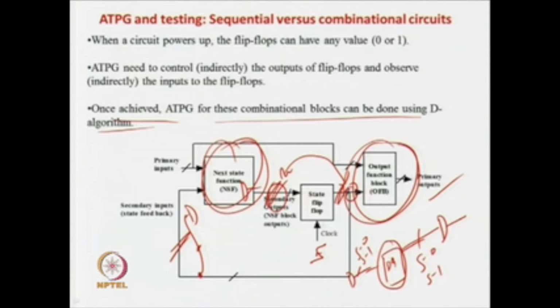So faults at the input and output pins of the flip flop will be considered, but we are not considering faults inside the flip flop gates. This is to keep things simple, because if you start considering faults inside the flip flop, then we can show that the circuit may not remain a sequential circuit at all. One flip flop may start having multiple states, and much more complex modeling will come into the picture. So the order of complexity will be very high.